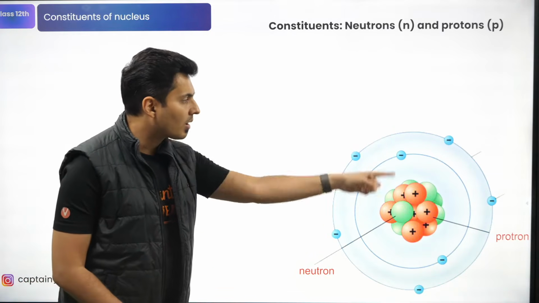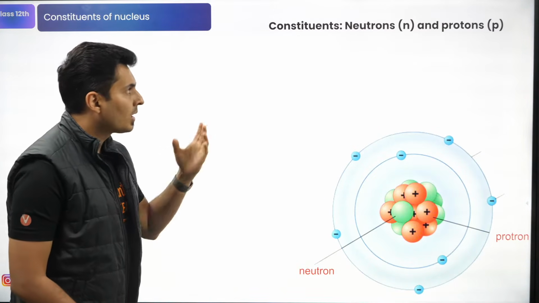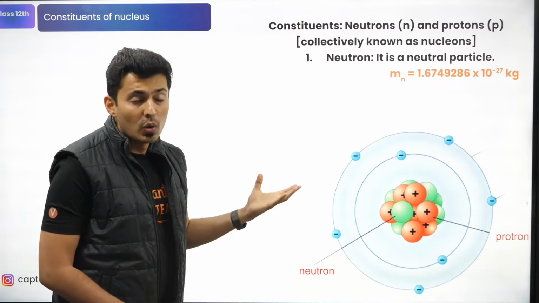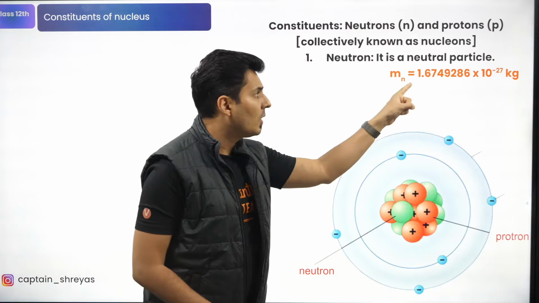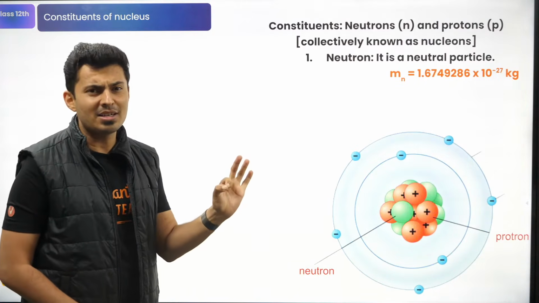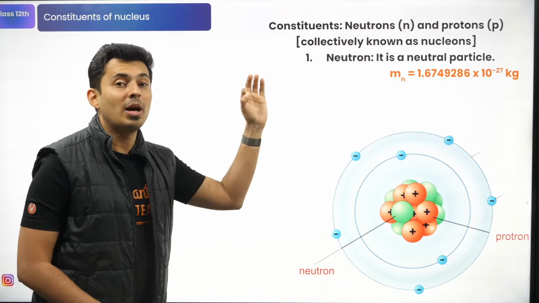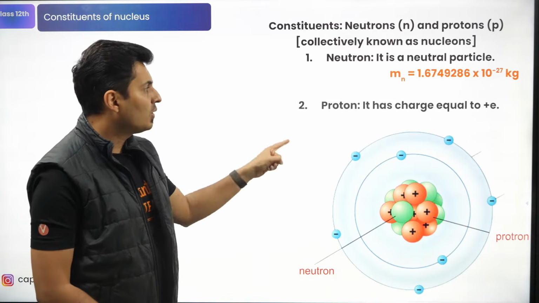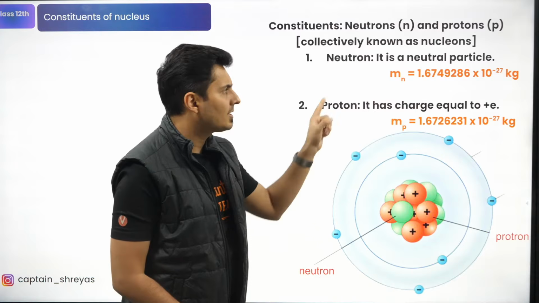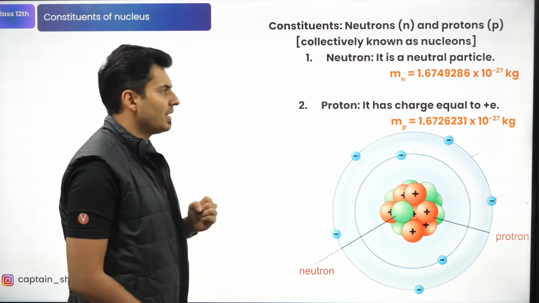The electrons keep revolving around the nucleus, which is centrally located in an atom. The neutrons and protons together, like I've told you, are called nucleons. The mass of the neutron is close to 1.67 × 10^-27 kg, quite heavier than an electron whose mass is in the order of 10^-31 kg. The mass of a proton, you can see, is 1.6726 × 10^-27 kg, slightly less than that of a neutron.